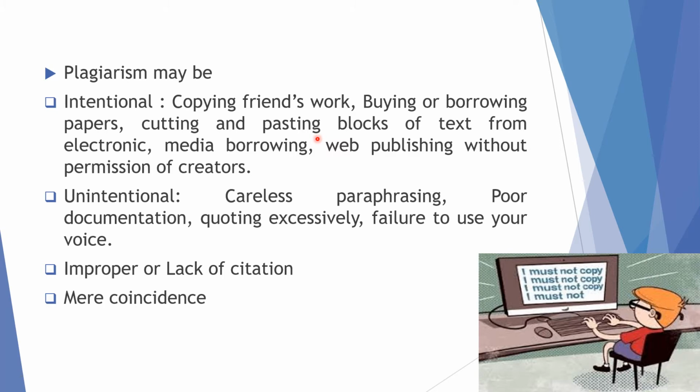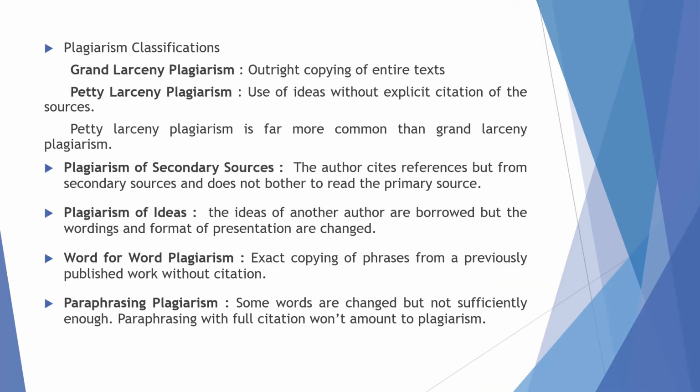Second comes unintentional plagiarism. That is, you are doing careless paraphrasing. You are not properly documenting things. You are quoting excessively, and fail to use your own voice. So that is unintentional plagiarism. Or there can be plagiarism where you are not giving proper citations. There can be mere coincidence. So these are the different types of plagiarism. Also, we'll go into further details on the different types of plagiarism.